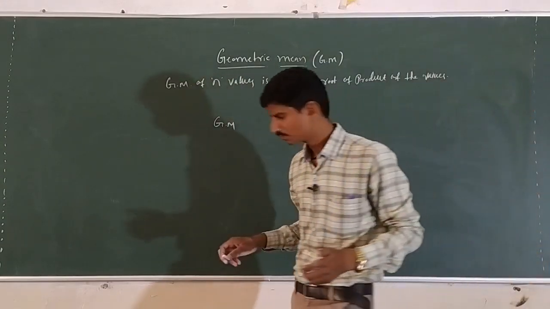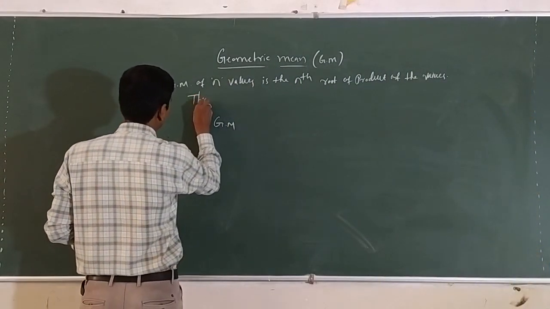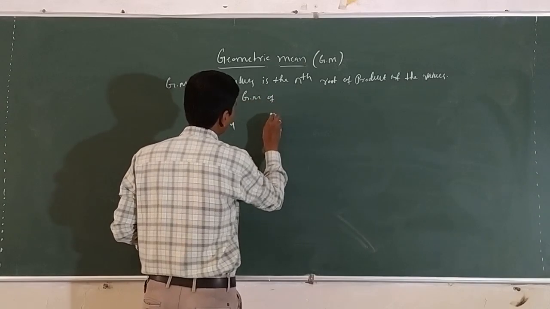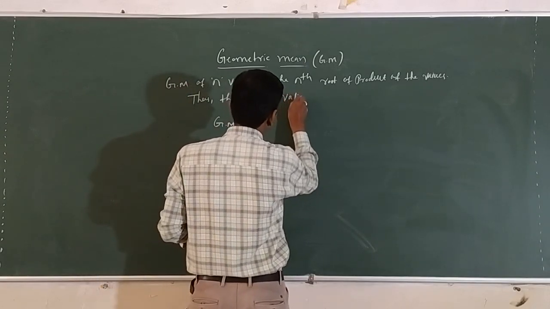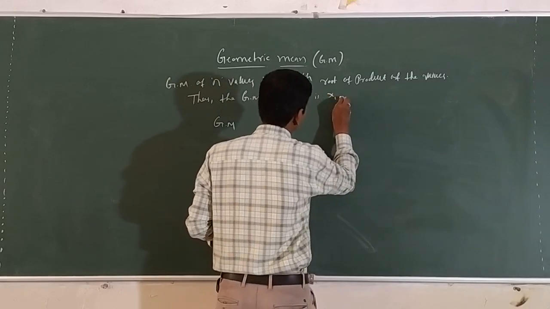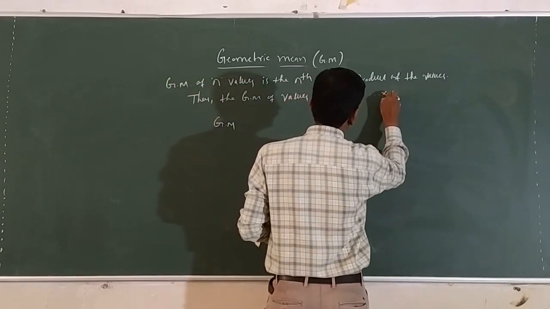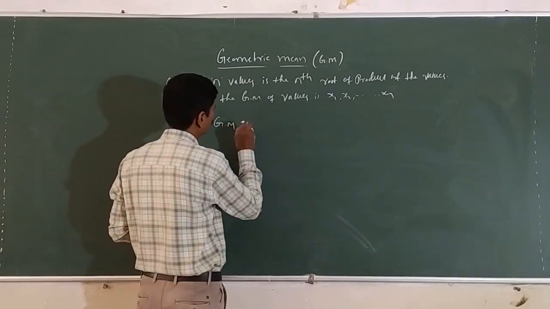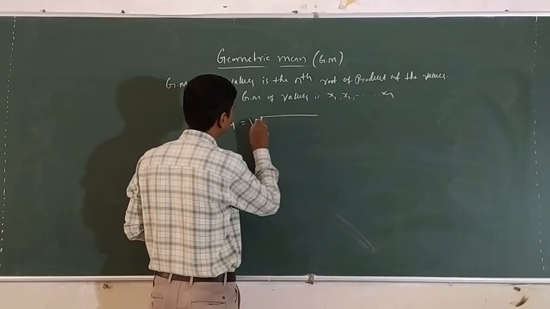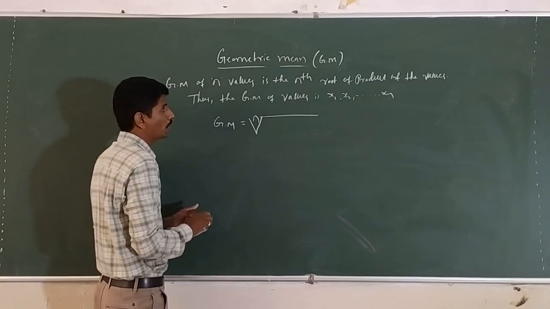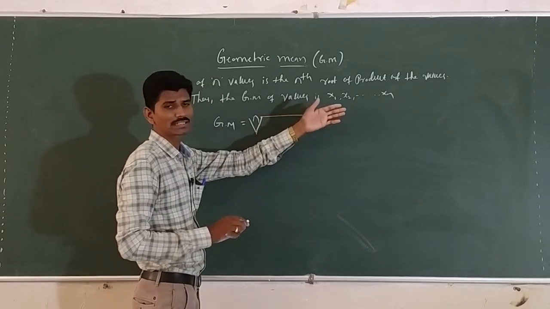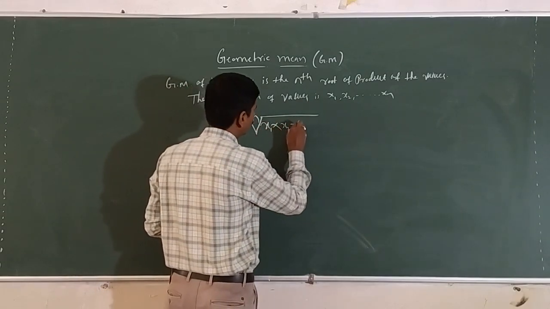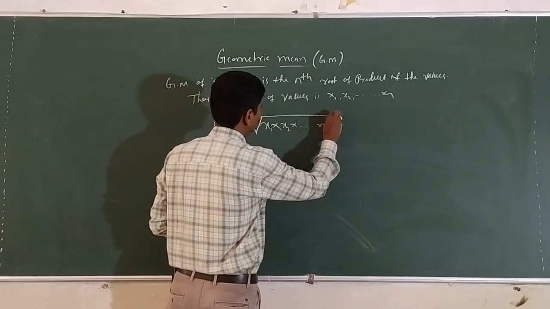Thus, the geometric mean of n values x1, x2, up to so on xn. The geometric mean of the values x1 to xn up to n terms is GM equal to the nth root of the product of the values. Here x1, x2, up to so on xn are the values, and the product means x1 into x2 into up to so on xn.